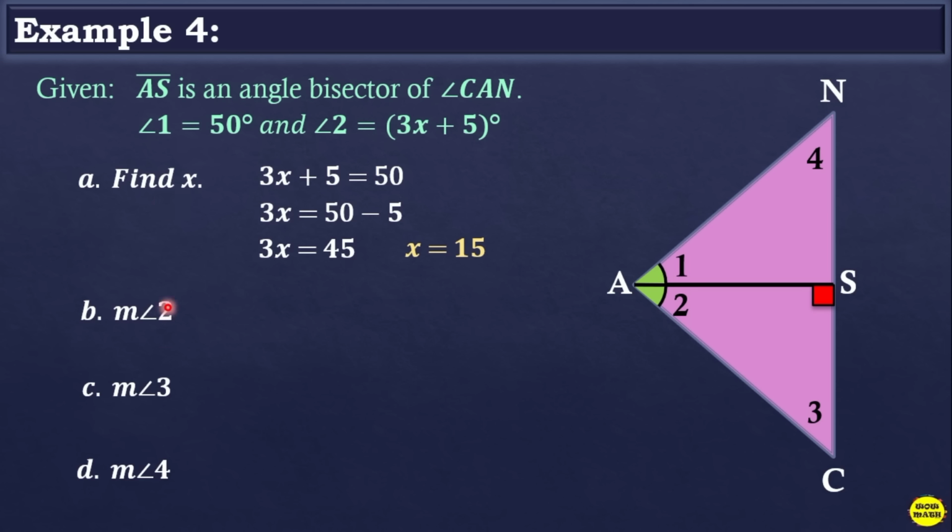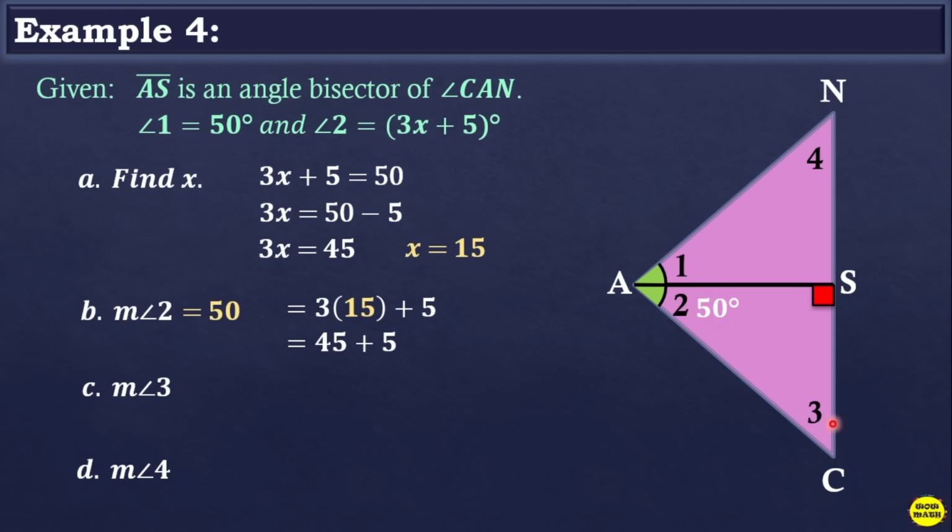Now, let us find the measure of angle 2. Your angle 2 is 3x plus 5. Let us substitute 15 for x. So, that is 3 times 15 plus 5. And 3 times 15 is 45, plus 5, that is 50. So, as you can see, the measure of angle 2, which is 50, is equal to the measure of angle 1. So, this is 50 degrees.